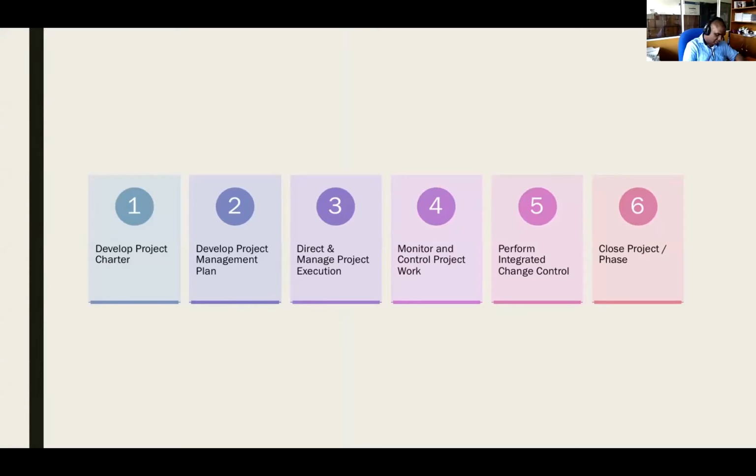For those who don't remember, last time we discussed several words: process groups, phases, processes, knowledge areas. We have to have an understanding of these words to go forward in this set of processes.